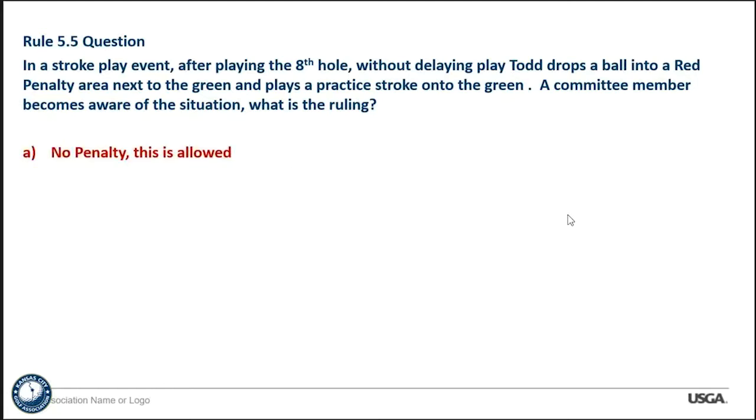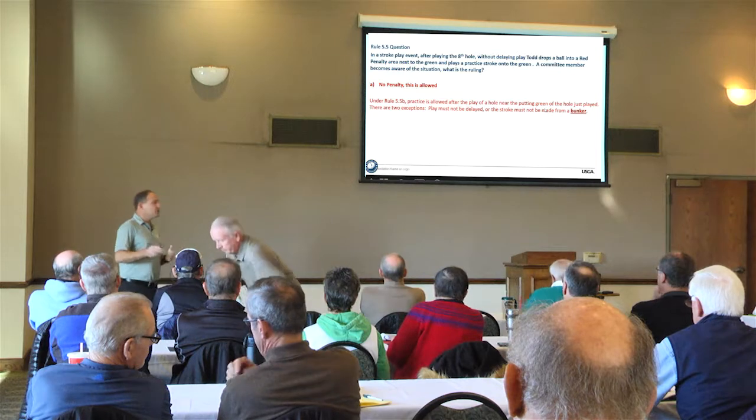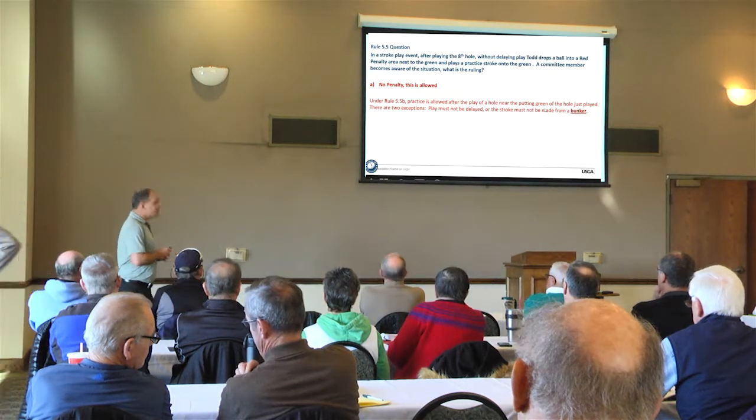I mentioned this briefly earlier. If you practice from a penalty area, you're okay as long as you don't delay play. Bunker, you cannot practice from with a ball. You can putt and chip on the green that you just played from, even from a penalty area, as long as it's near the green. You can't go back to that 150-yard marker and take a practice stroke there. But if it's around the green, you're okay, as long as you don't delay play. This is a bit of a change.